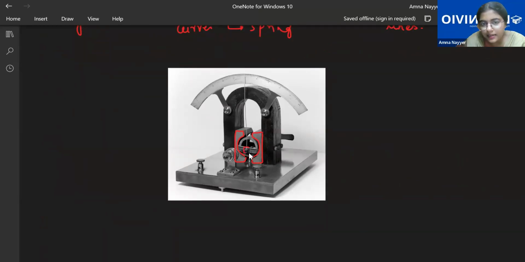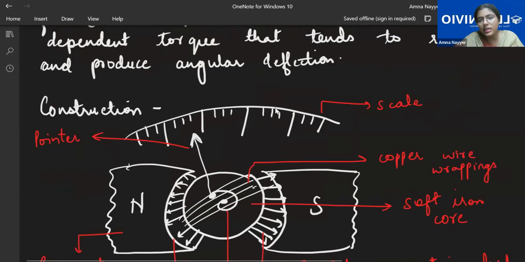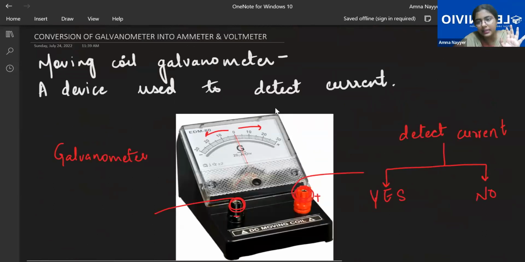And here a spring system is present, on which this pointer is attached. This is the pointer, and this is the scale. Lots of insulation coverings are there, and always notice the outer covering is made up of plastic, making it completely insulated. So you have it from inside. If you cut it open, this is how it looks, but from outside it is present like this.